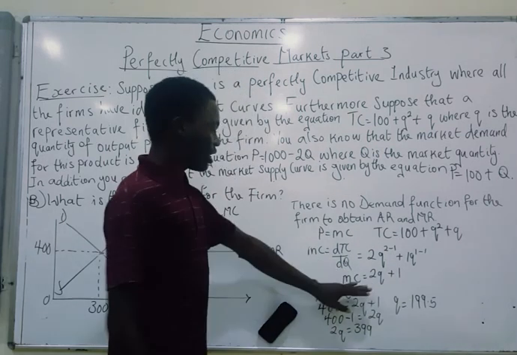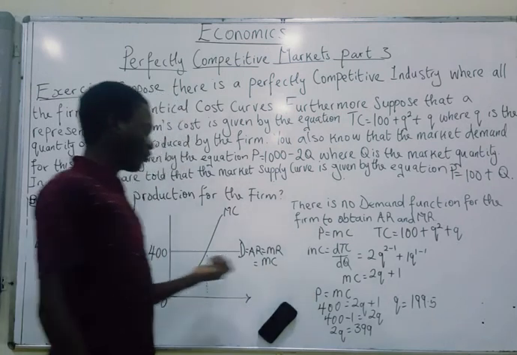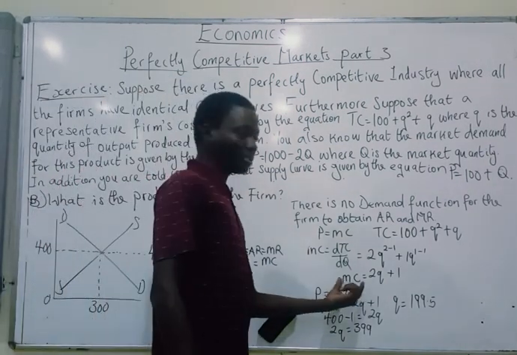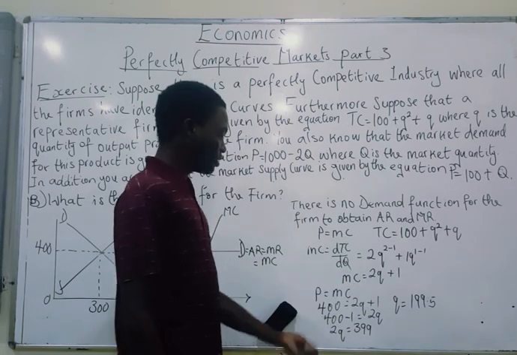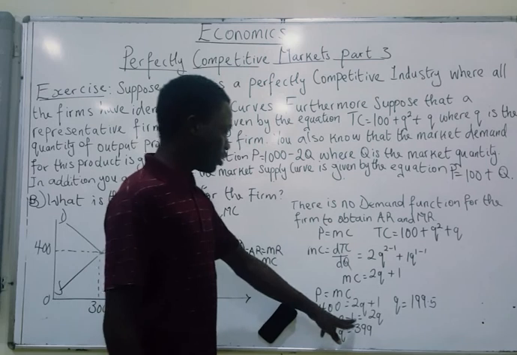So we have our MC function, and because our firm is a price taker, it took 400 from the industry, so we have 400 equals the marginal cost, that is P equals MC. Then we collect terms: 400 minus 1 equals 2Q.